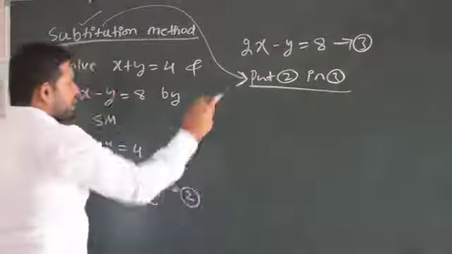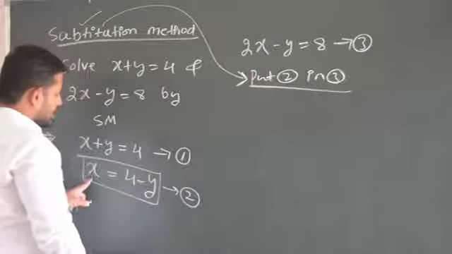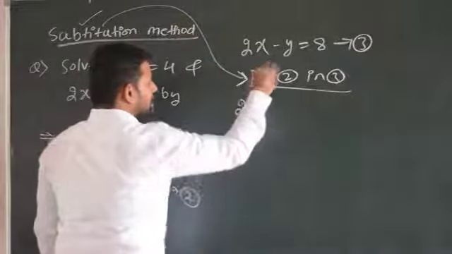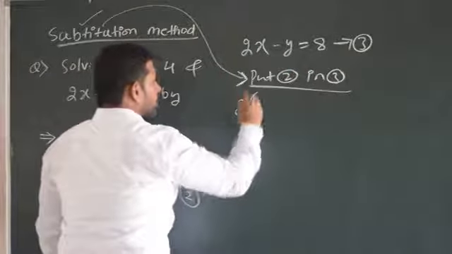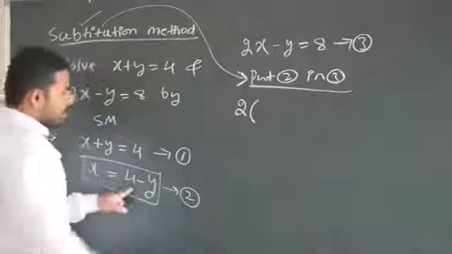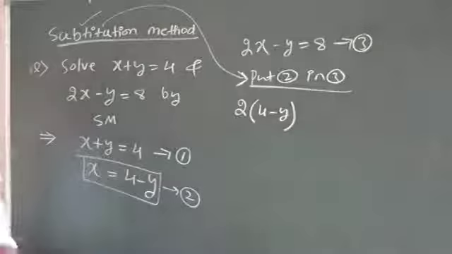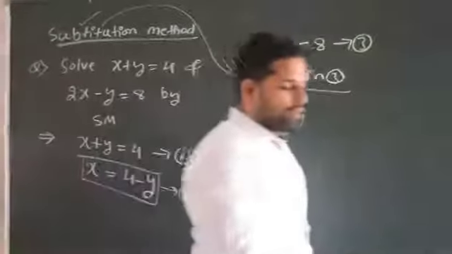Now, put 2 in 3 means what is the value of 2? That is x equal to 4 minus y, no? Now, what is the value of 3 here? 3 is 2x minus y equal to 8, right? Then instead of x, can I write 4 minus y? 2 bracket 4 minus y. Can I write or not? Tell me, dear children. This is what substitution is all about. I hope you got the point.